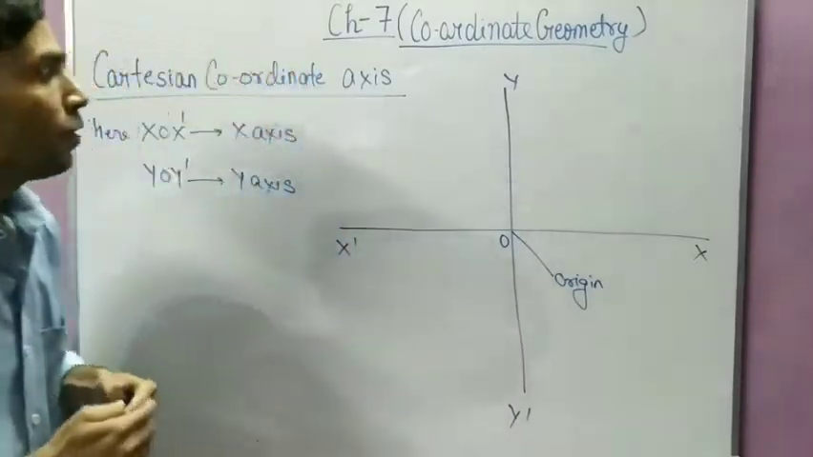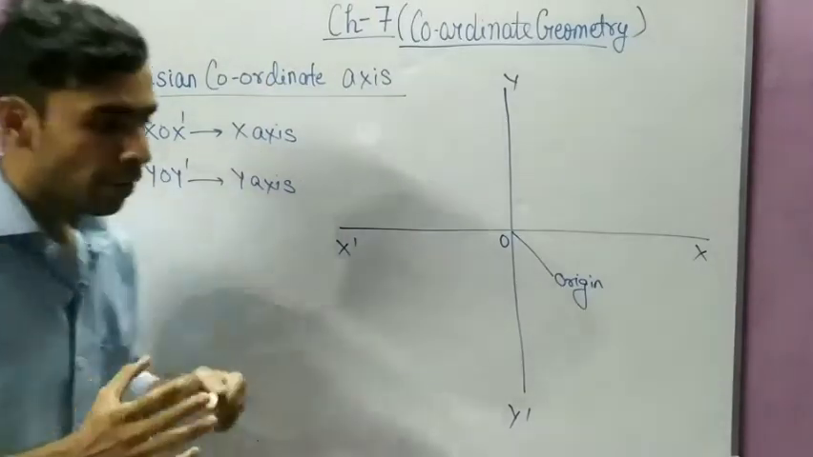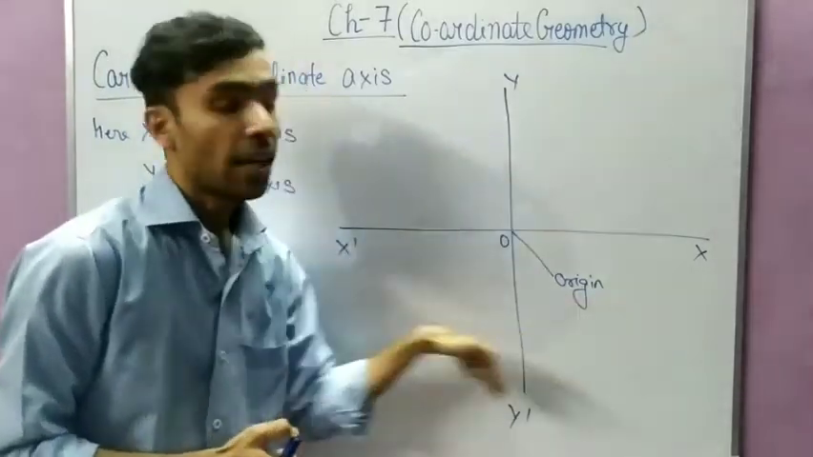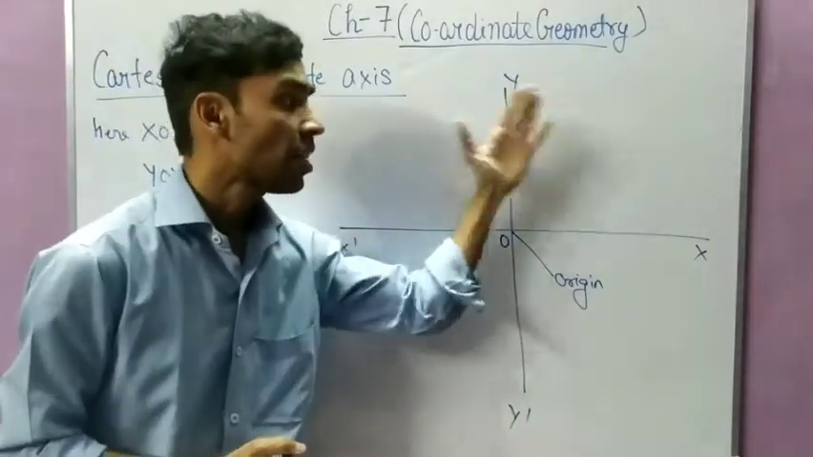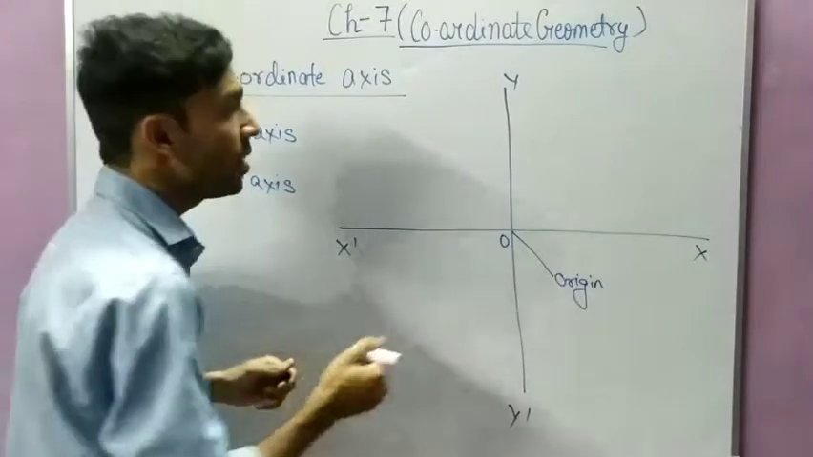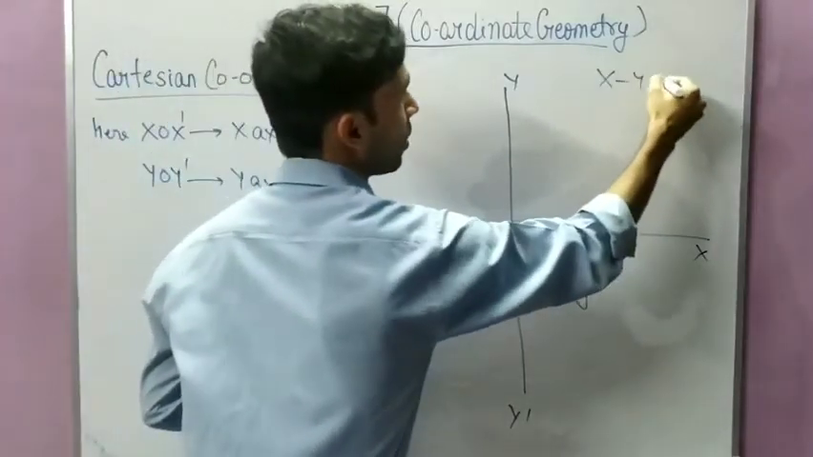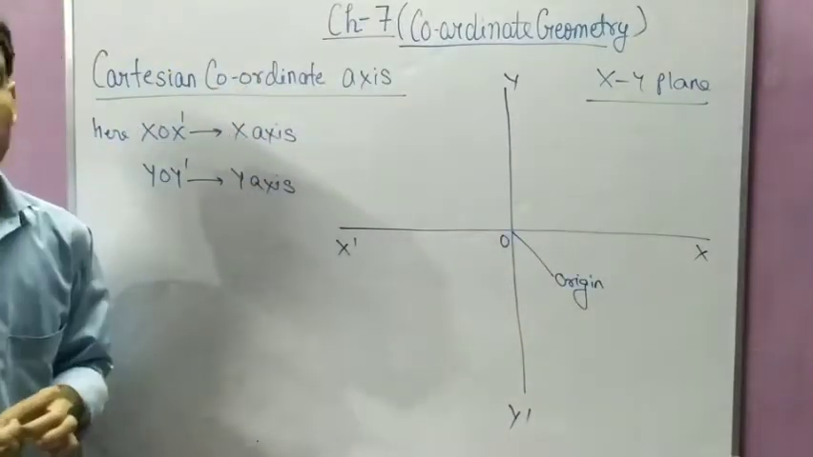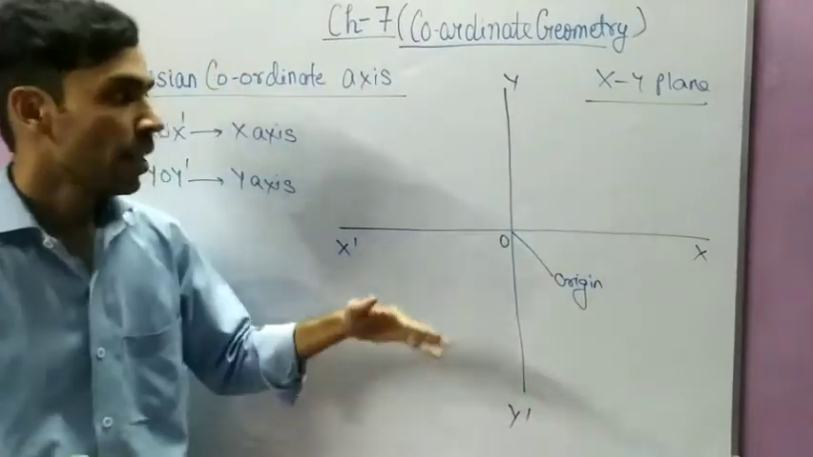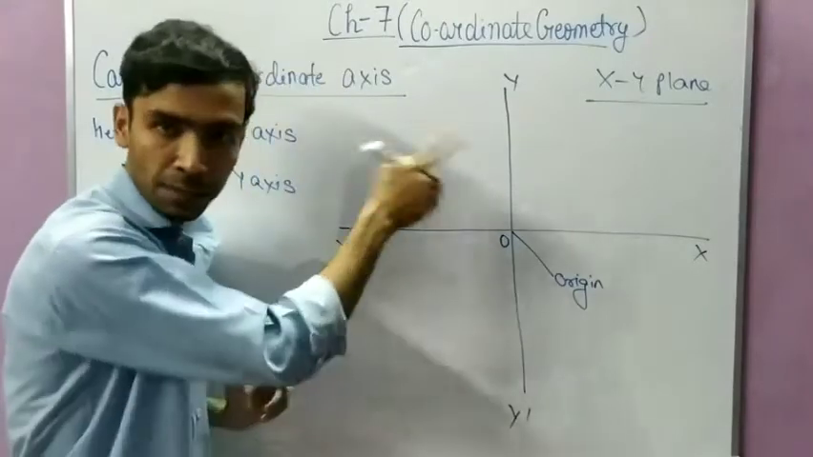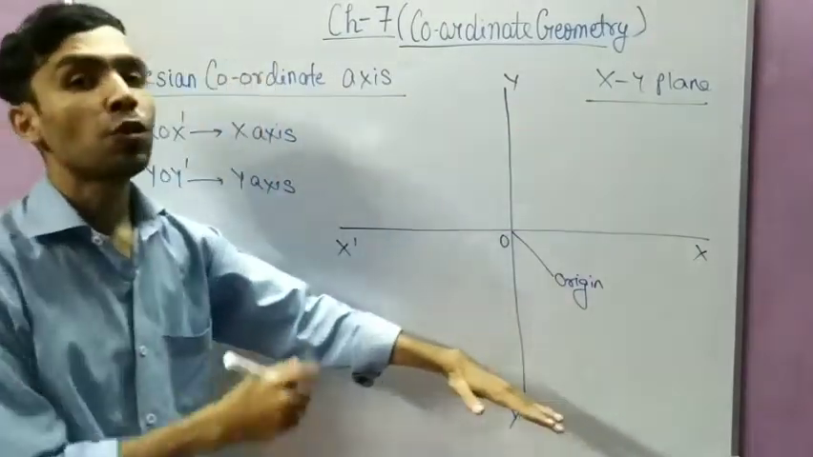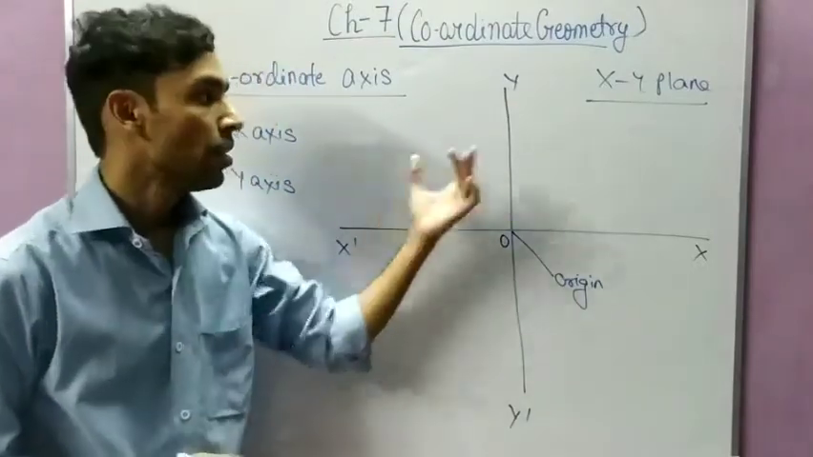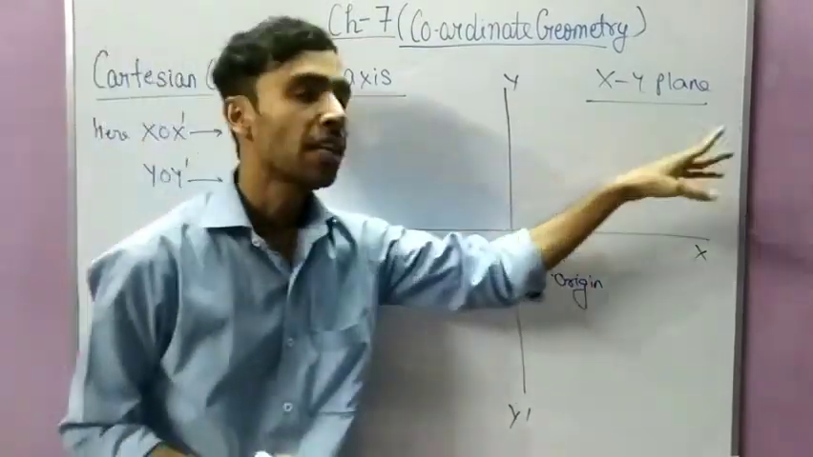Now students, suppose you have to locate a point in this xy plane. This Cartesian coordinate system is also known as the xy plane. Why do we call it the xy plane? Because this board is a plane, and in this plane we have drawn two axes, the x-axis and the y-axis. That's why this system is also known as the xy plane.